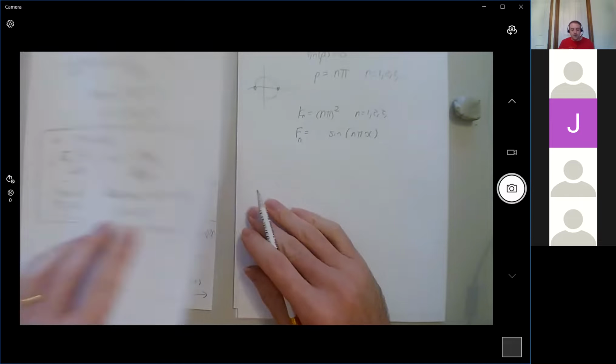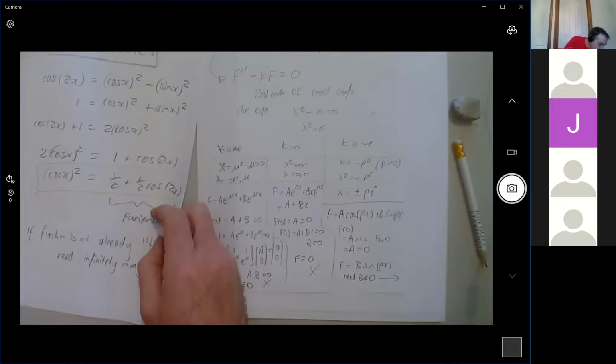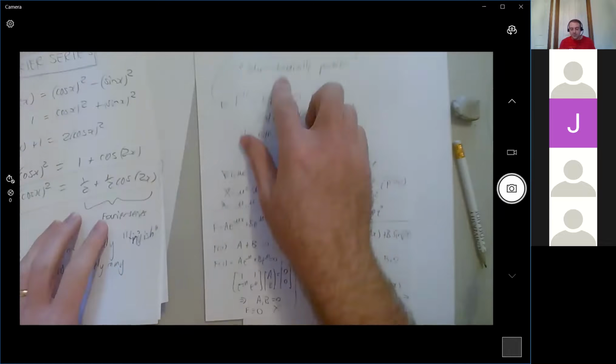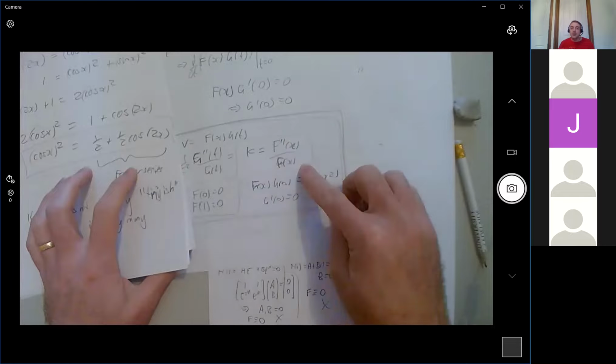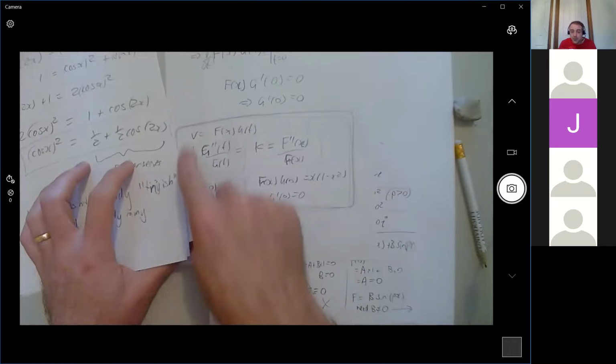Okay, so that bit there, that was all solving this equation just here, which was just this part of this equation. So in order to find V, we have to solve this part of this equation.